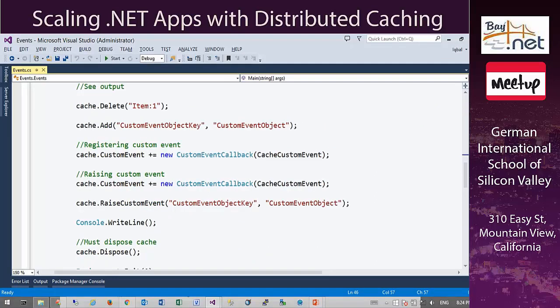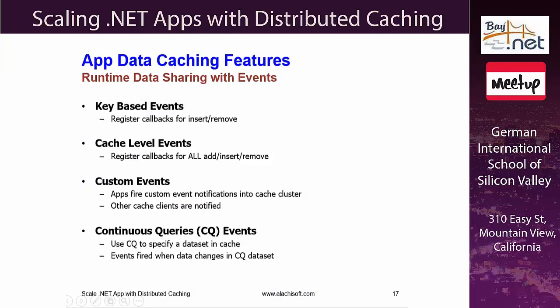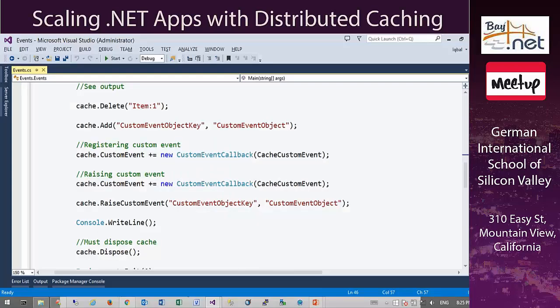Similarly, key-based event is where you're asking for a specific item. Cache level is whenever the cache changes, and custom events is the pub sub, where the application fires a custom event into the cache, and there are other applications that register themselves to be notified. So for example, here in the custom event, this application is registering itself for this custom event. So when this event is fired, this callback will be called. In this case, it's firing the event itself, but it could be another application.